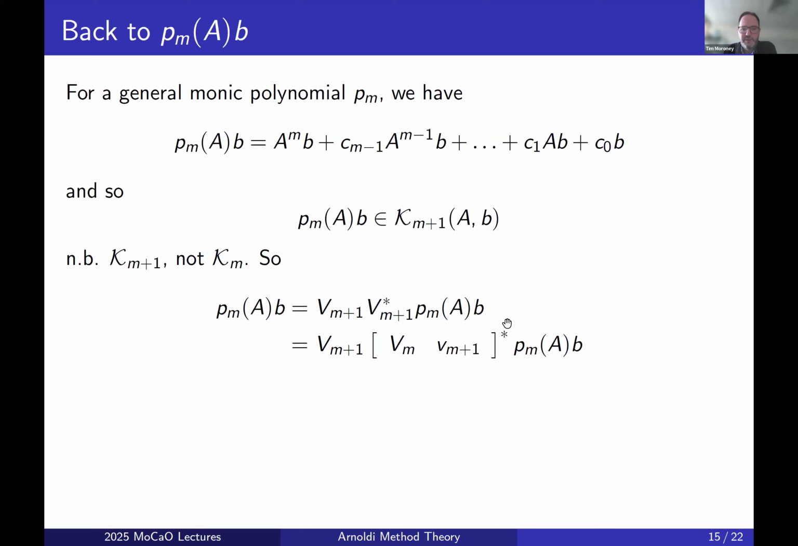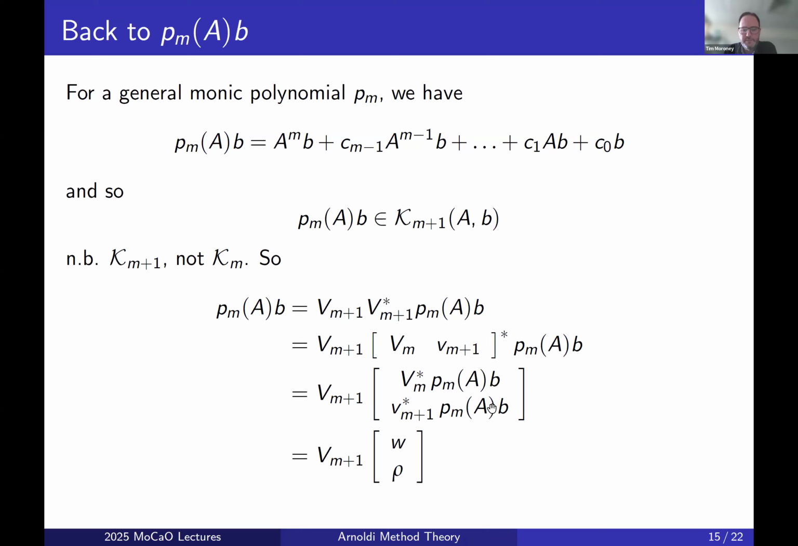Okay, so we'll pull out our V m plus 1, as we love to do, and we'll group these two as a vector W, which is all of this, Vm star Pm of A times B, and a scalar, rho, V m plus 1 transpose, if you like, Pm of A times B. We're just shuffling things around to get something that we like the look of, because now we're going to drop in all of those formulas that we just derived on the slide before.